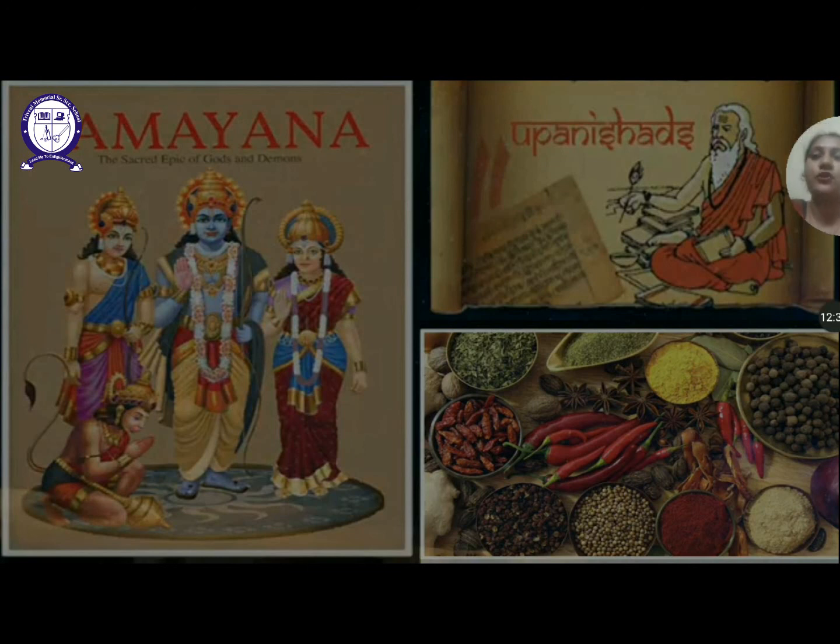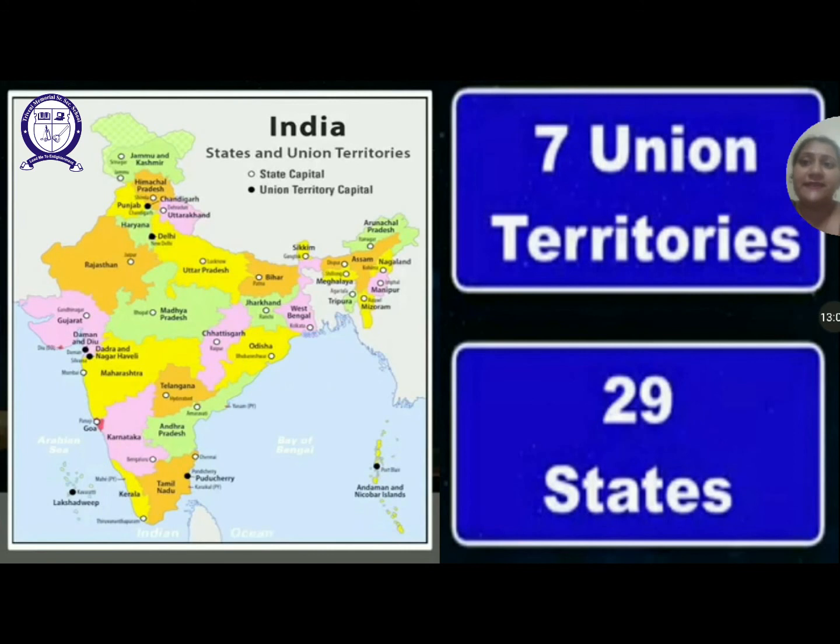The long coastline of the Arabian Sea and the Bay of Bengal has helped India to develop close maritime contact with West Asia, Africa, and Europe from the western coast, and with East Asia and Southeast Asia from the eastern coast. So, India and its union territories.